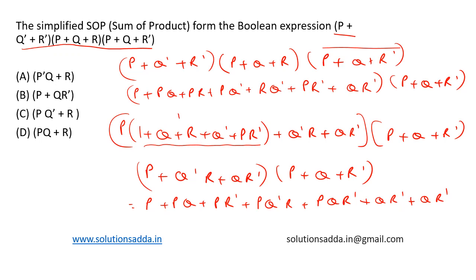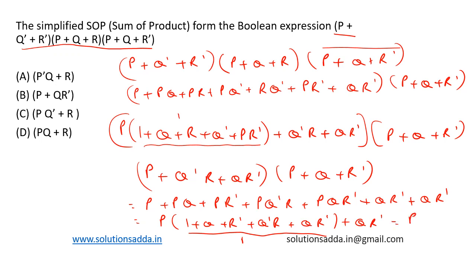So again rewriting, taking P as the common factor, P into 1 plus Q plus R bar plus Q bar R plus QR bar plus QR bar. This whole term turns out to be 1, which is equal to P plus QR bar. This is the answer. So based on the options, option B, P plus QR bar is the correct answer here.